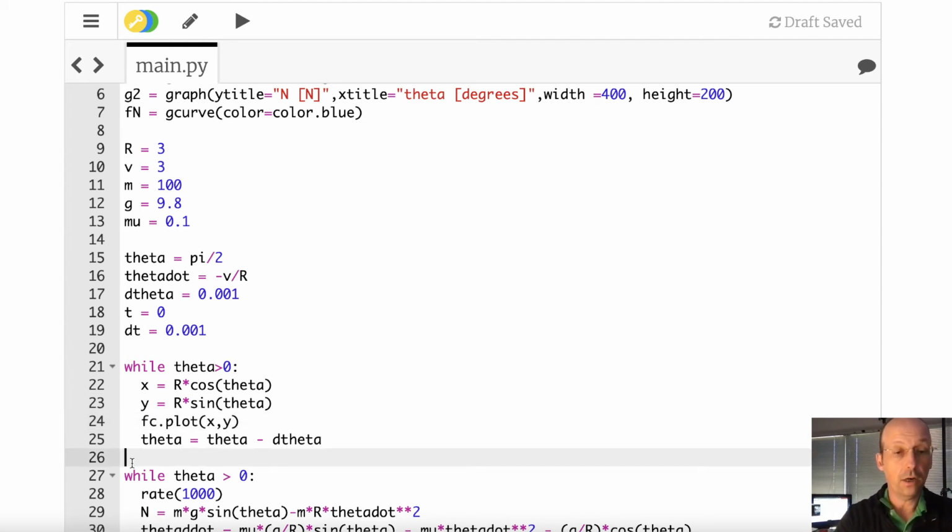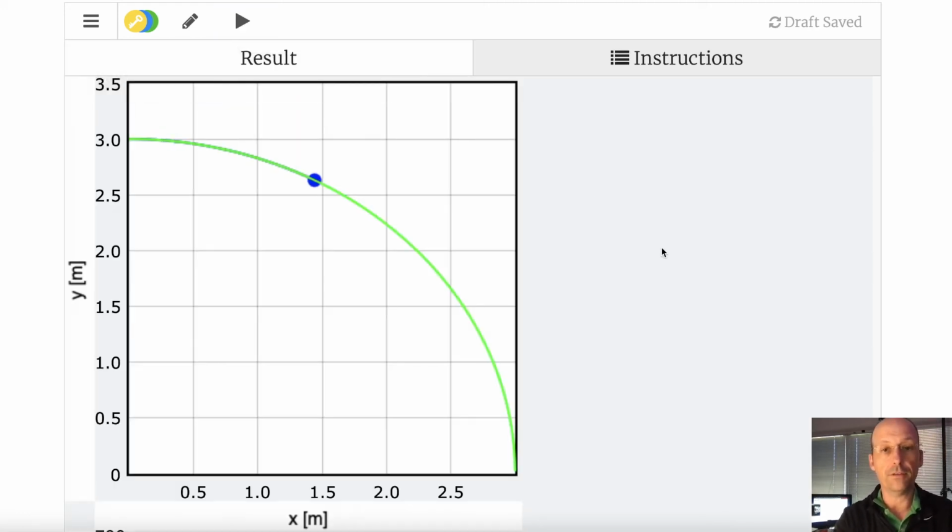And then down here, I'm going to say theta equals pi over 2. So I'm going to move back to theta as pi over 2. So that just makes that graph. Let's just run that and see if it works. Because sometimes it doesn't work. You never know. Okay, so that worked.